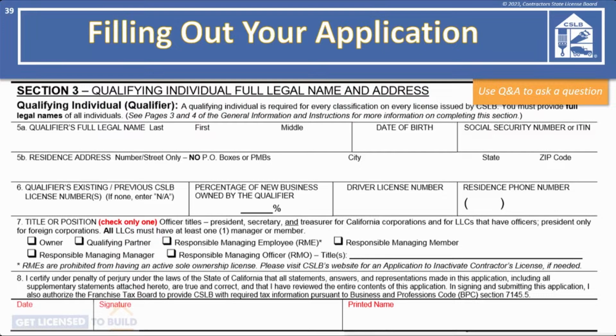Each entity has different personnel requirements. You will need to make sure that you have listed all positions depending on the entity you have selected. You can find more information on this on pages 2 through 4 of the application instructions. Line 8 is where you will sign and date your application.